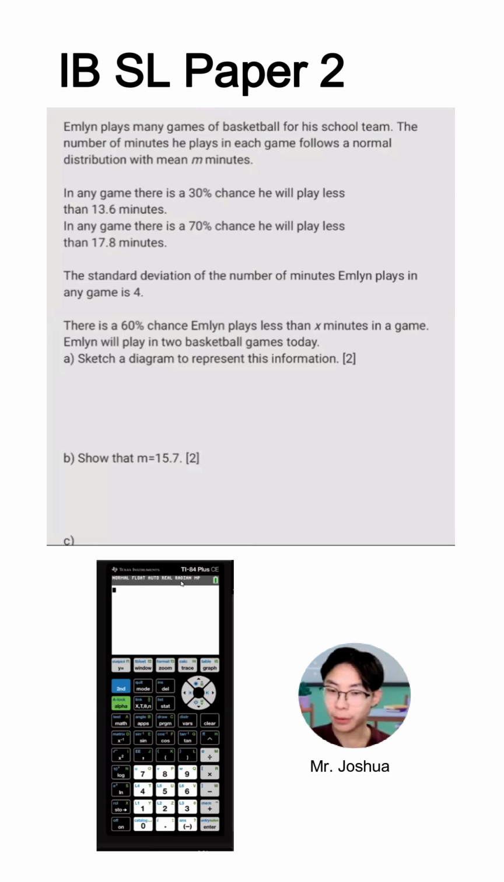We'll be looking at this problem today about probability and using graphing calculators. So Emlyn plays many games of basketball for a school team. The number of minutes he plays in each game follows a normal distribution with mean m minutes.